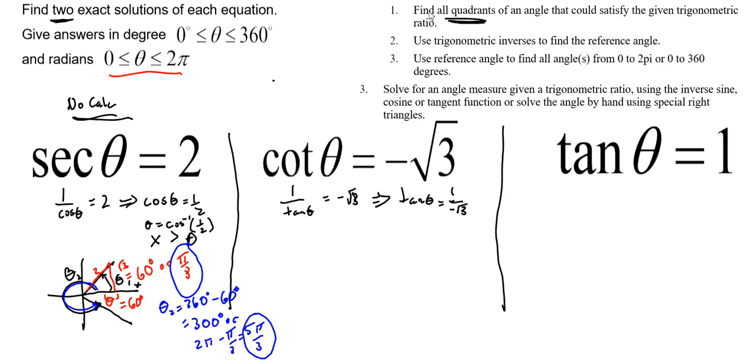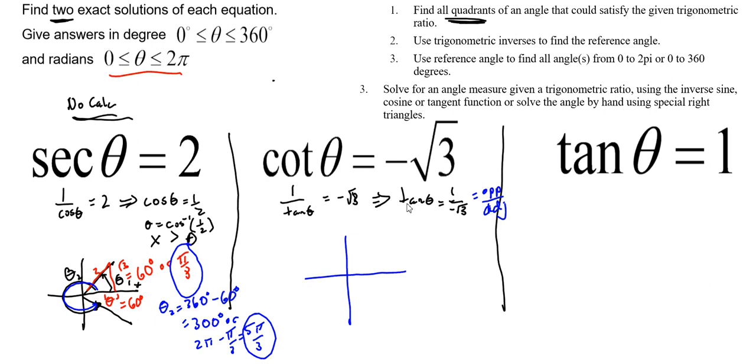So once again, find the quadrant, find the reference angle, use the reference angle to find all the other angles, and then solve using special right triangles or whatever you have to do. All right, now let's try tangent. Now it says tangent here, and if you recall, tangent is opposite over adjacent. I apologize, that's TOA. I'm sorry, adjacent. Or sine over cosine.